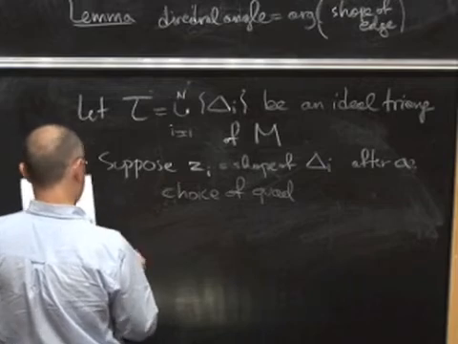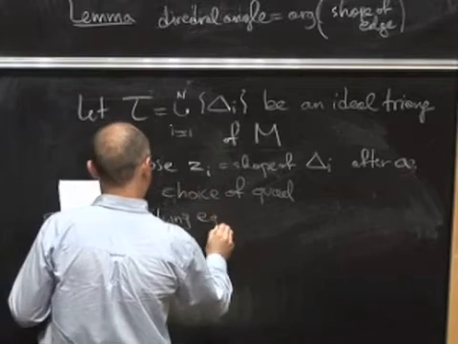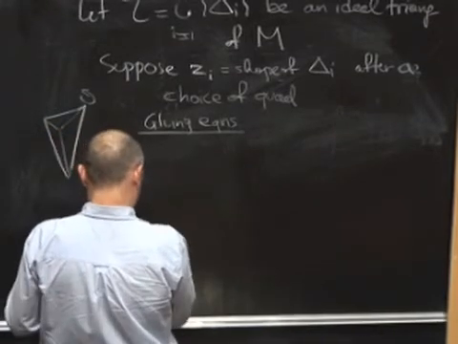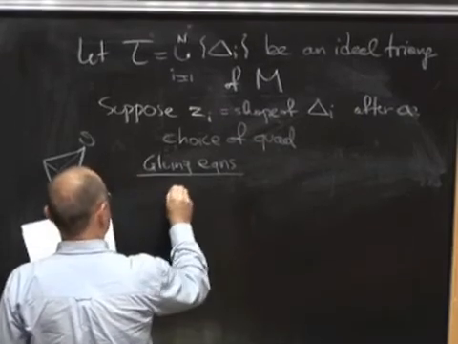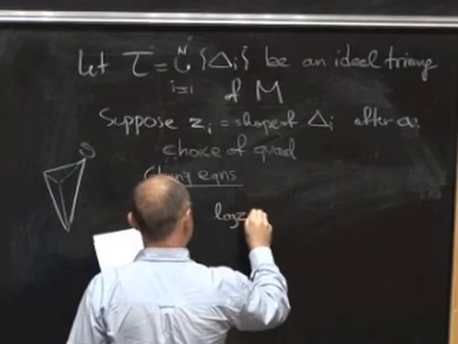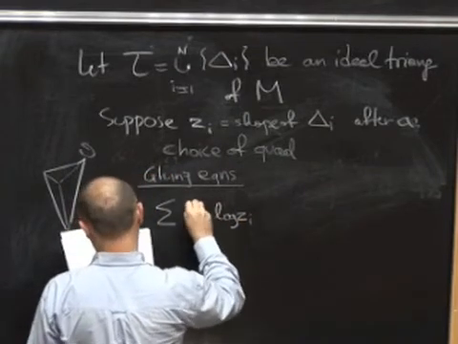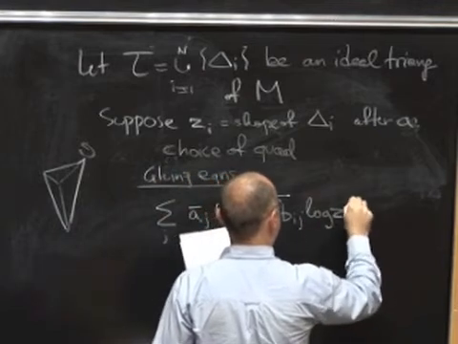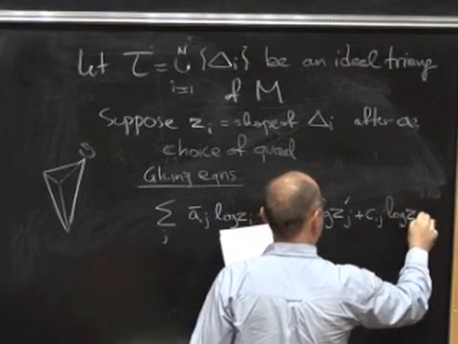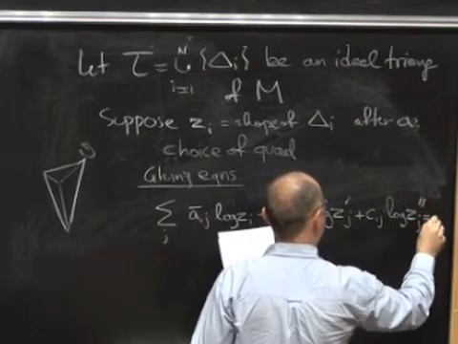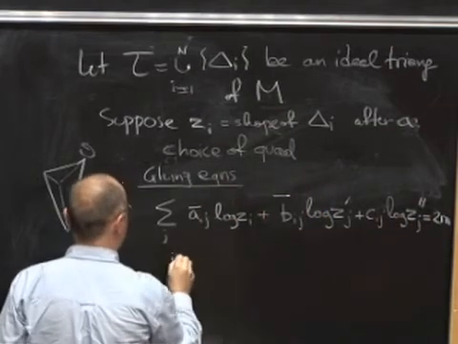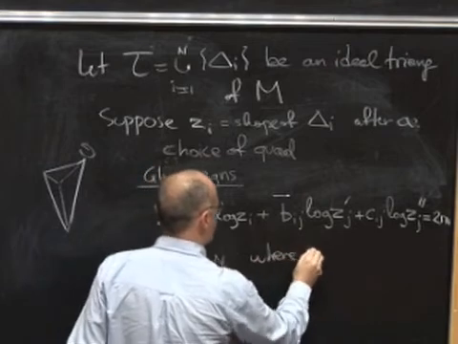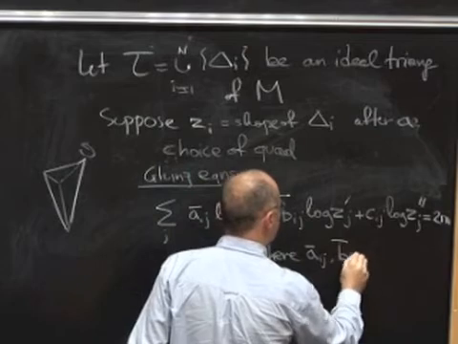So the gluing equations have the shape sum of logarithm Zi with some integers plus Bij. So this is the shape of the gluing equations, where these numbers are integers.